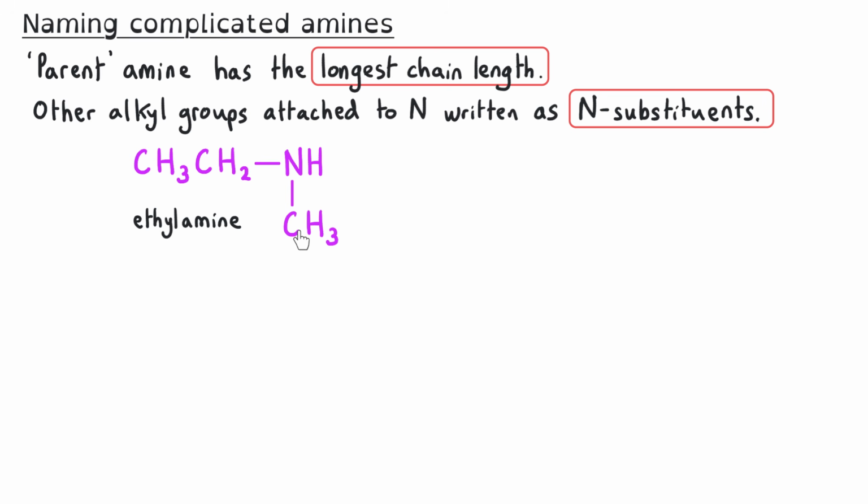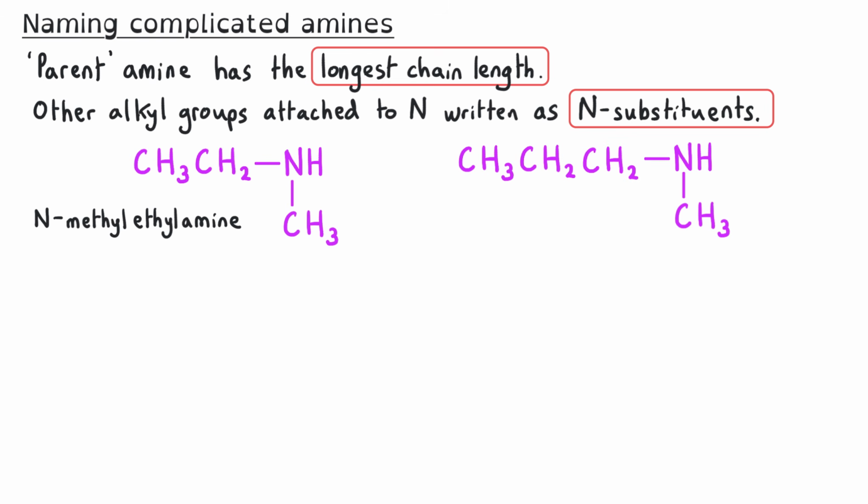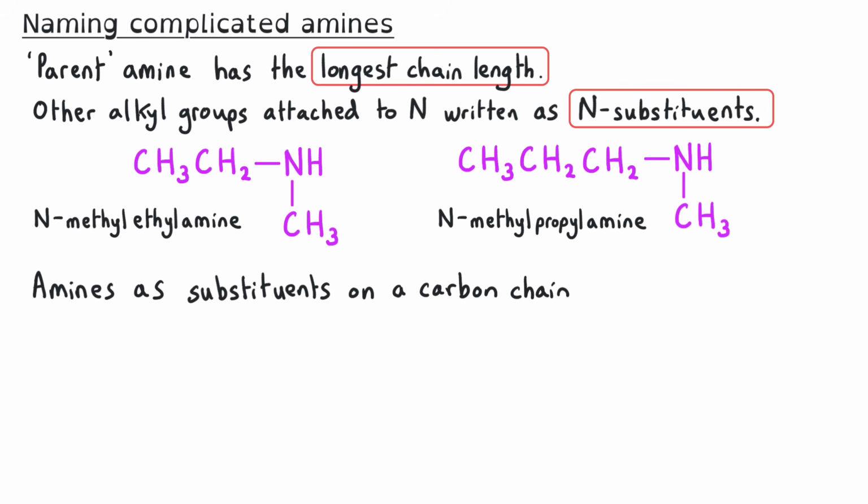But the methyl group that's also attached to the nitrogen means that this should be called N-methyl-ethylamine. And in this second similar example, we've got a methyl group and a propyl group on the nitrogen. And so the longest chain is the propyl, so this is propylamine. And the methyl group is also on the nitrogen, not anywhere in the propyl group. And so we would call this N-methyl-propylamine.